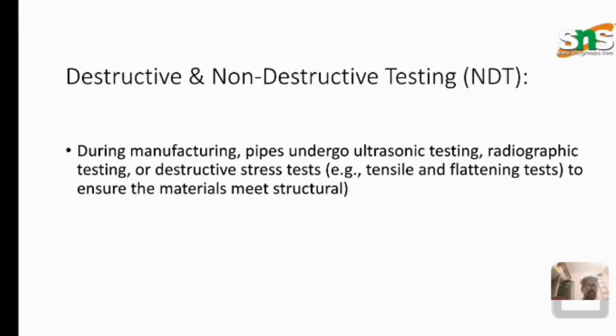And non-destructive testing, NDT. During manufacturing, pipes undergo ultrasonic testing, radiographic testing, and or destructive tests, for example tensile and flattening tests, to ensure the materials meet structural requirements. During manufacturing itself, we can do destructive and non-destructive testing using ultrasonic testing and radiographic testing, to prevent leakages.